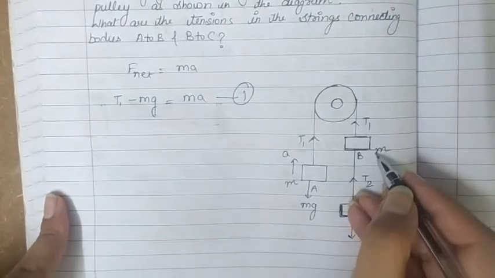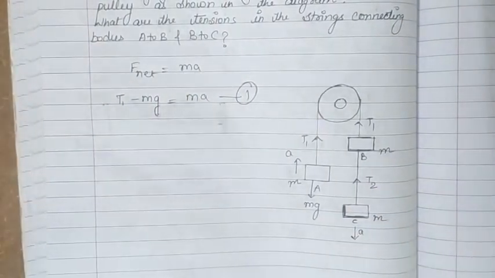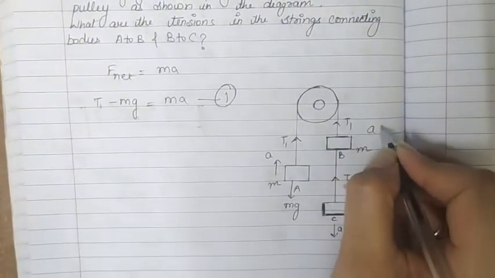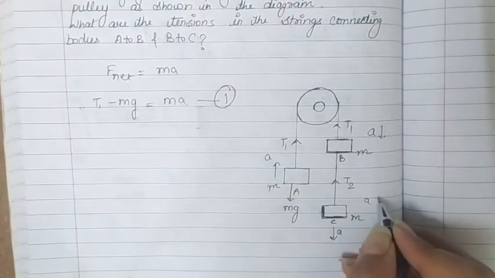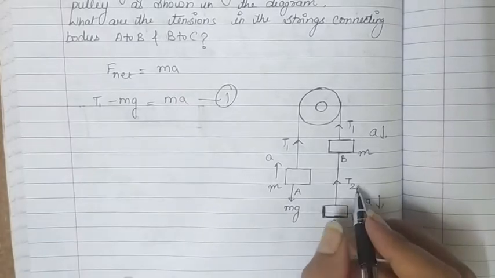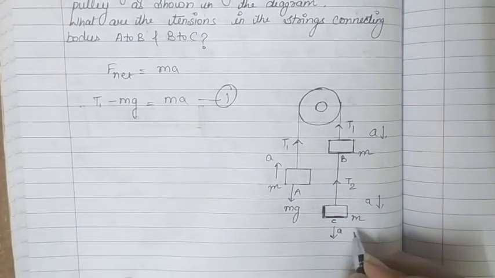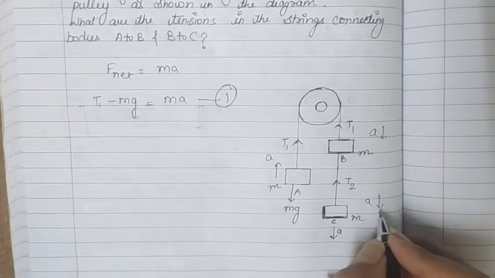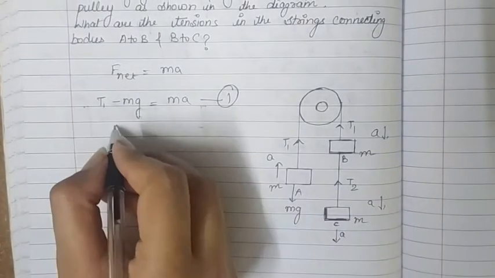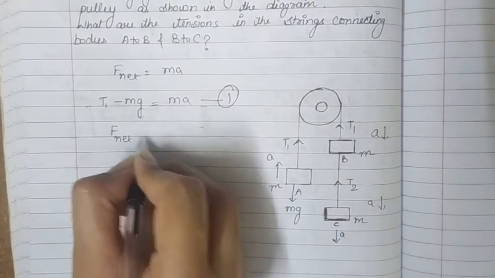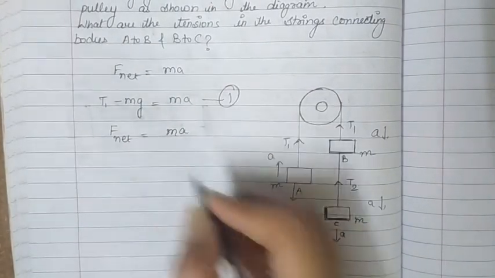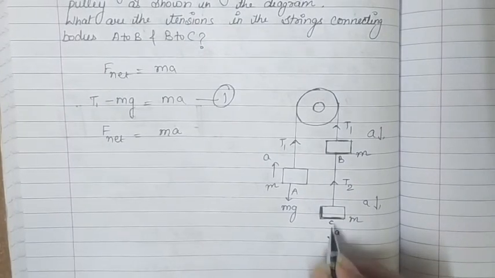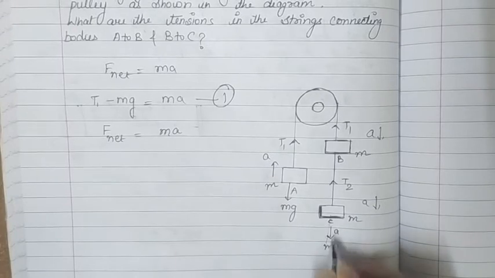Moving to block B. For block B, the acceleration is downwards, as well as for block C it is also downwards. So I am directly writing the equation for T2, that means for block C. Now the motion of block C is downward with acceleration a. So the net force for block C is ma, and the forces acting on it are its weight mg downwards, and the tension T2.